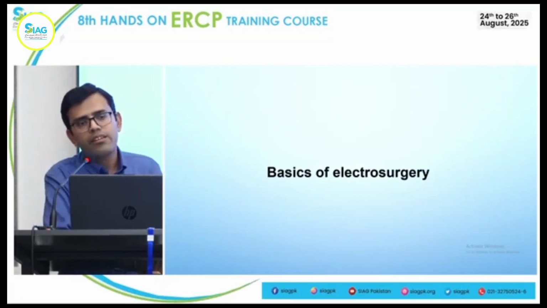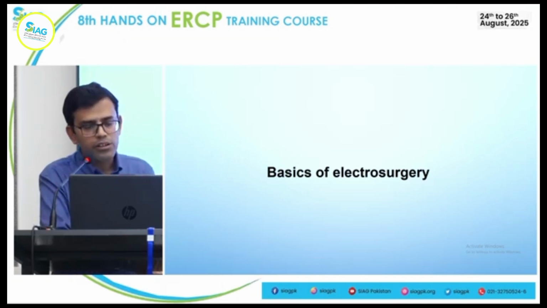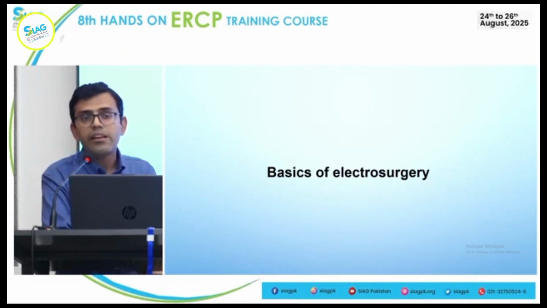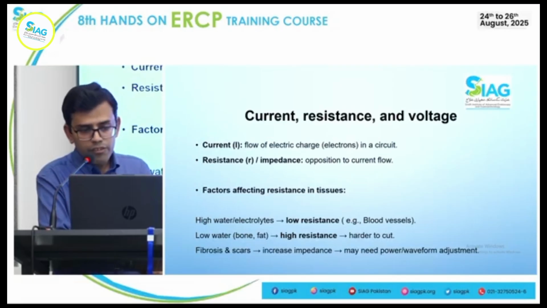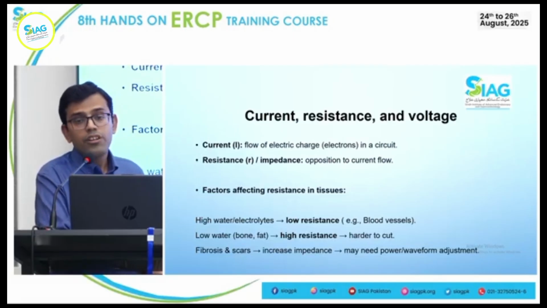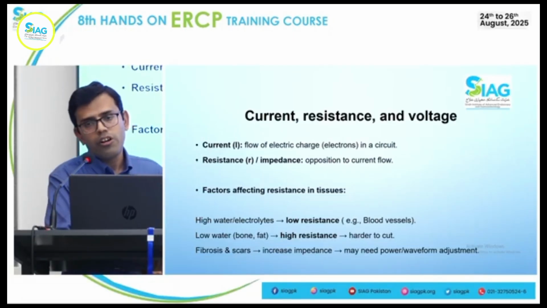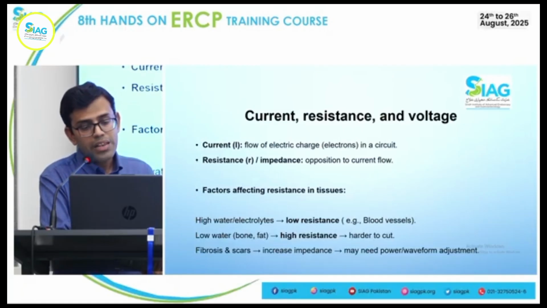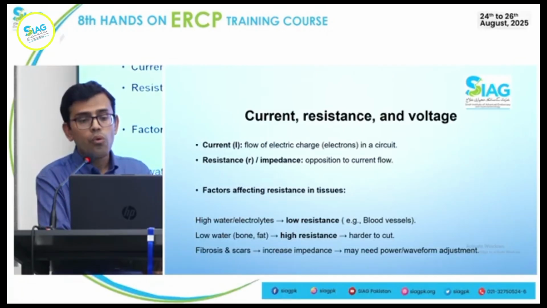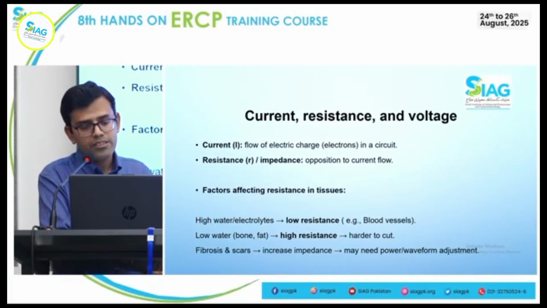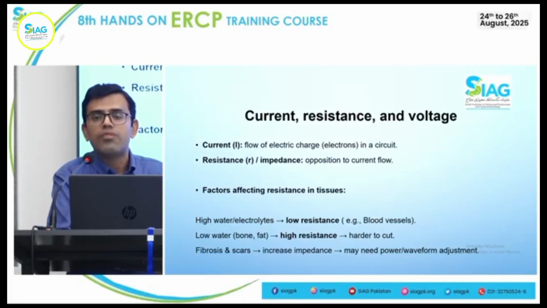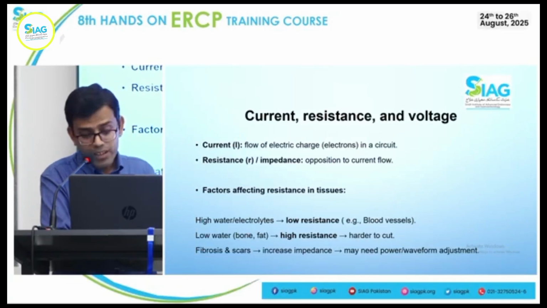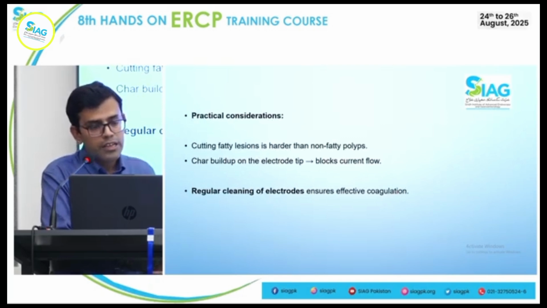Now, there are some basic definitions that are important before we delve into the clinical aspects of diathermy. Current, we all know, is the flow of electric charge. Resistance means the opposition to current flow. If we take this into a clinical perspective, tissues that have high water content, like blood, will have the least resistance, while bone and fat will offer high resistance. The same happens with fibrosis and scar tissues. They are a source of high impedance.